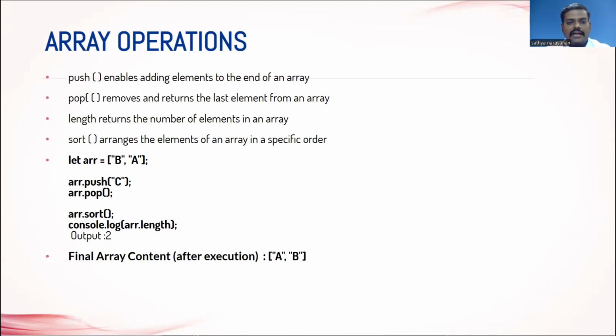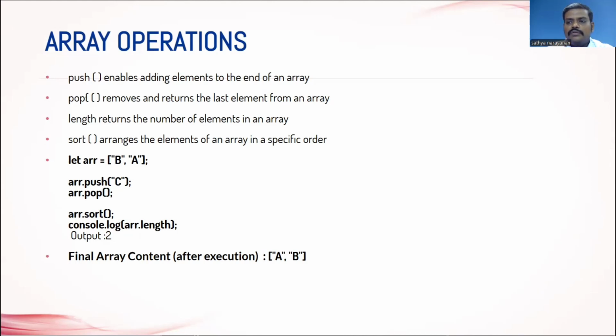In this slide, I have mentioned the code. You can see let array equal to B and A, so I have stored B and A in a particular array. Array.push is pushing the element C into the array. Automatically the element C is stored at the end of the array. So now the values are B, A, C. Next, array.pop automatically removes the last element from the array.